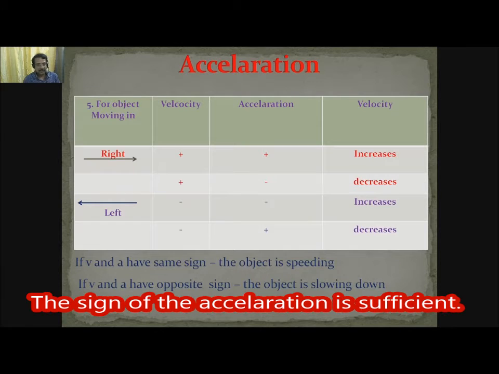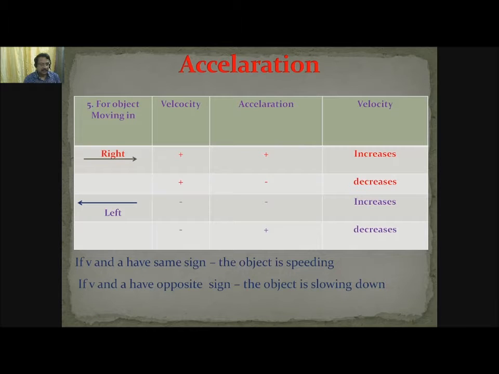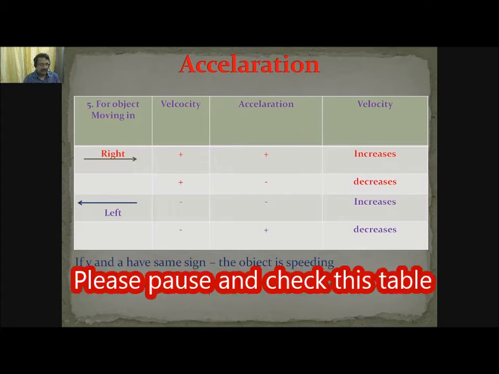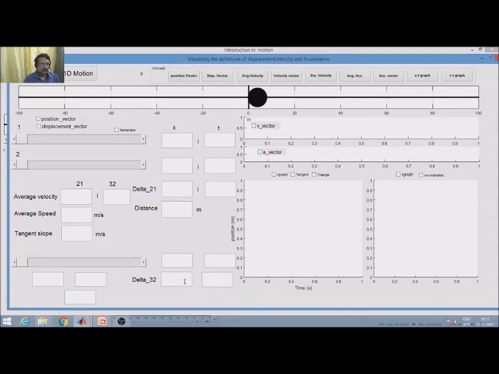Now since we are talking of one-dimensional motion, though it's a vector quantity, it is sufficient to express it as plus or minus. The sign of acceleration alone is not sufficient to tell whether the object is speeding up or slowing down. Whether the object is speeding up or slowing down depends on the combination of signs of velocity and acceleration. So let's visualize that concept both numerically and visually in this window.